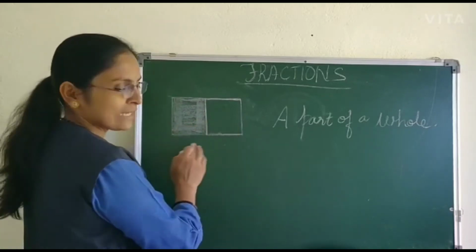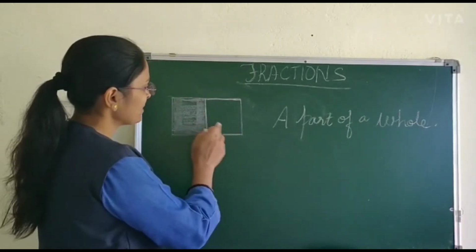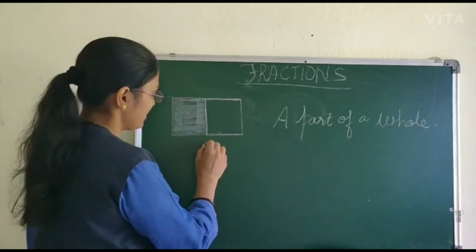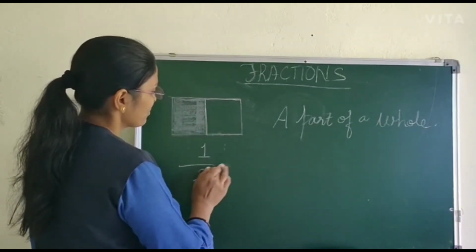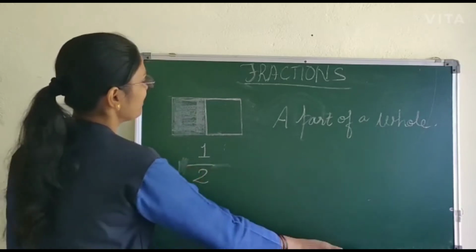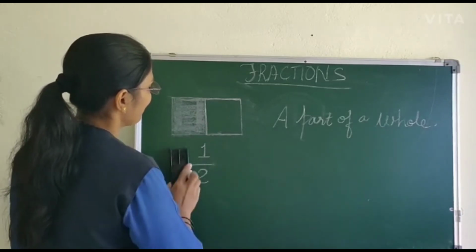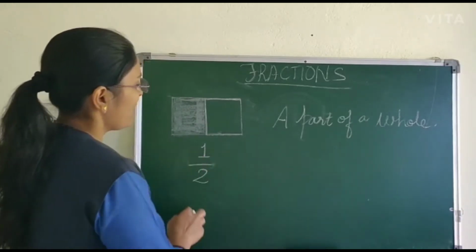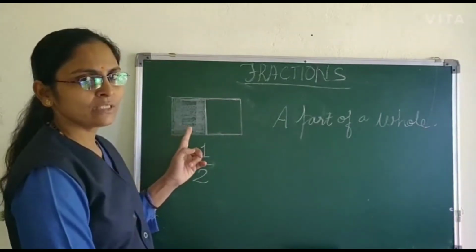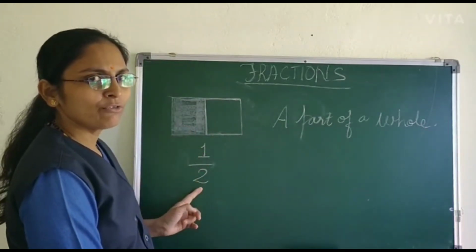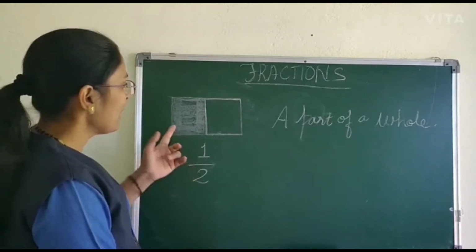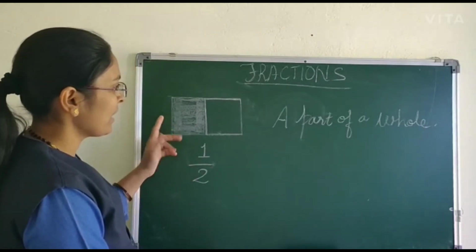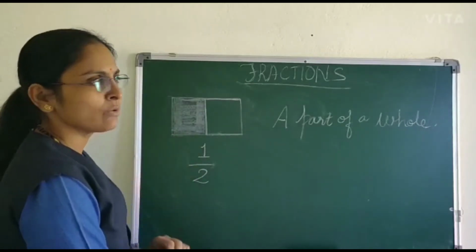Now this rectangle is divided into two equal parts, and one part is shaded, out of the total 2 parts. So this is 1 by 2, that is half. 1 by 2 is half. So the shaded portion is 1 part out of 2, that is half. So this is a fraction.